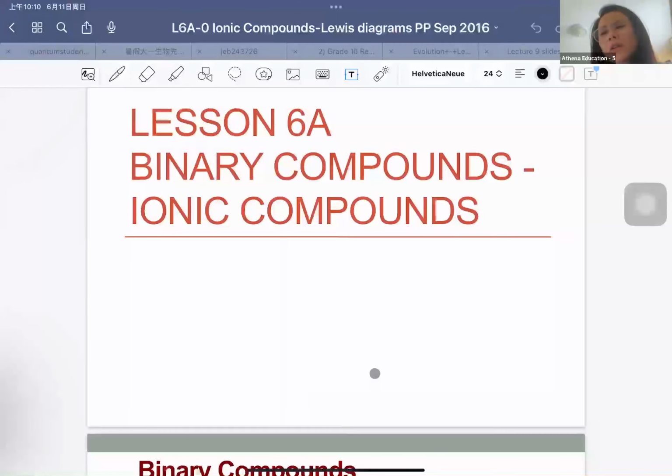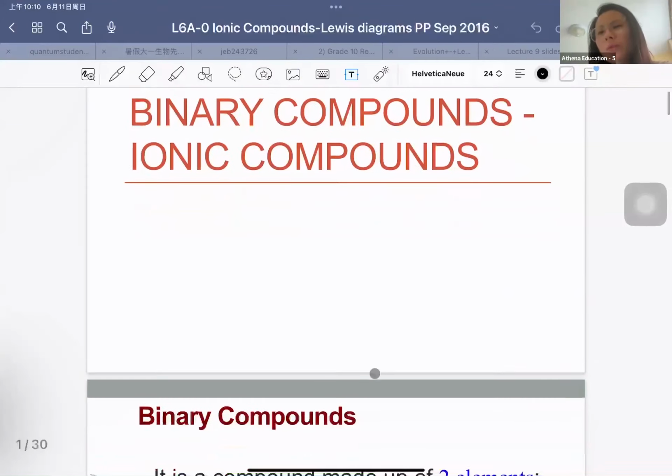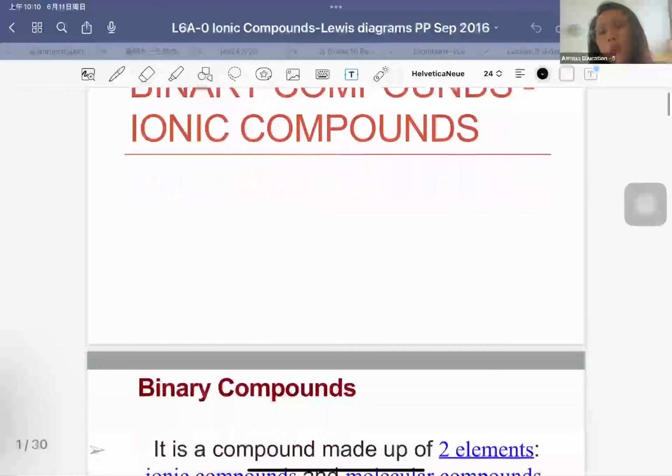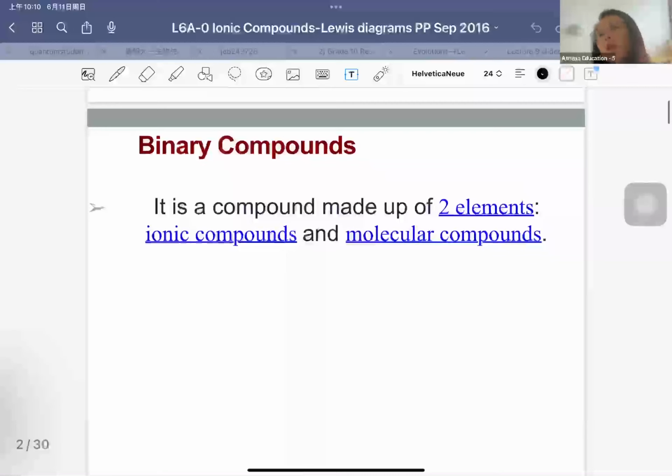So for today's class, I'm just gonna go over quickly. We started with chemistry, and the first lesson is regarding binary compounds, and that started with ionic compounds. So in grade 10, we learned about matter, and in grade 9, we learned about matter, and we know that there are two types of matter: pure substances and mixtures.